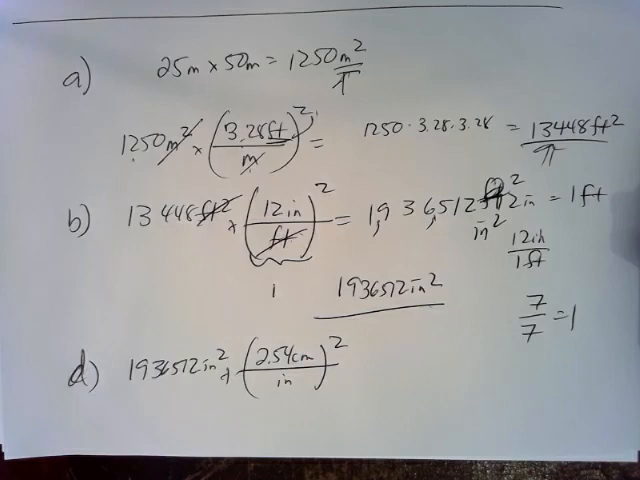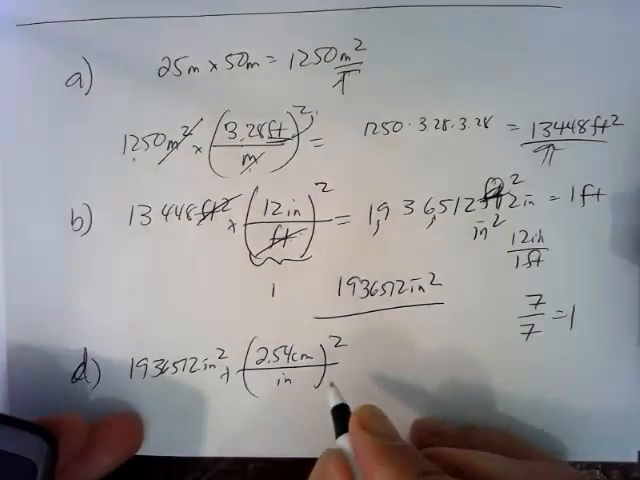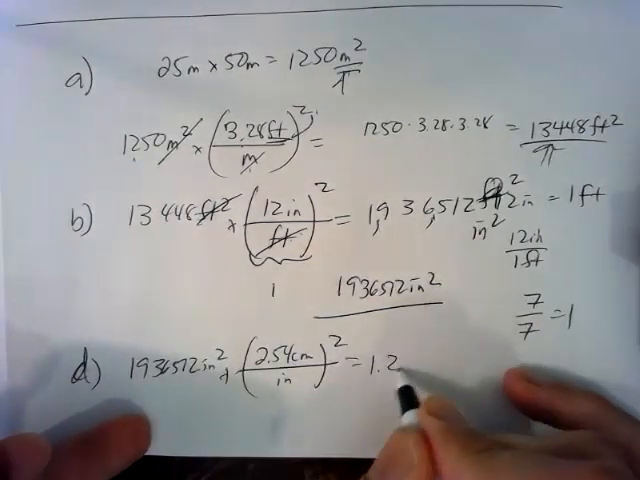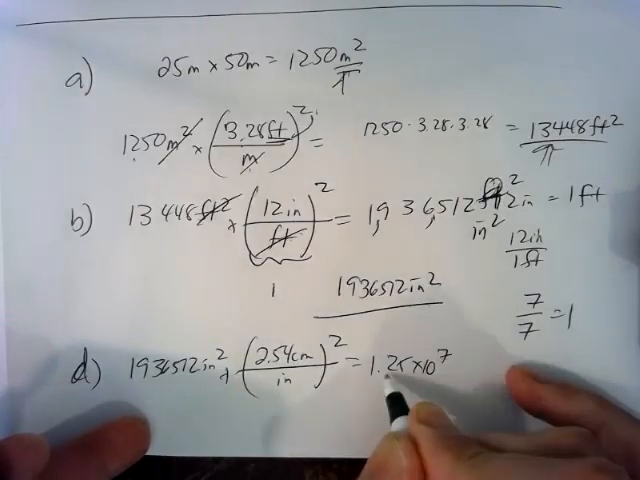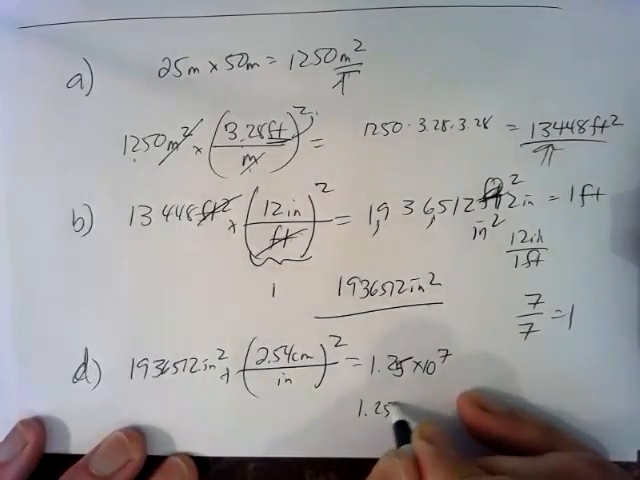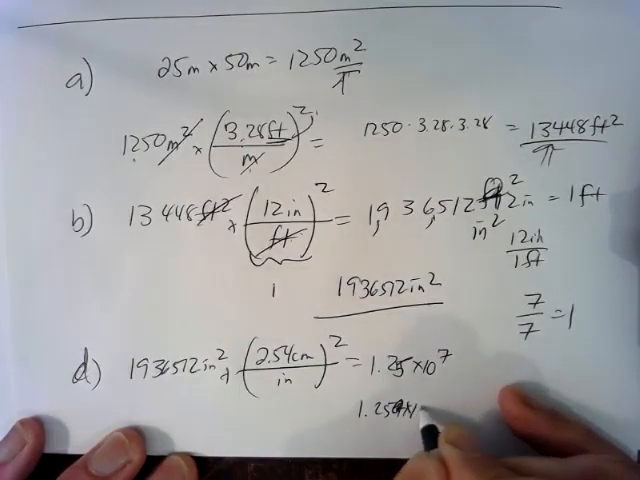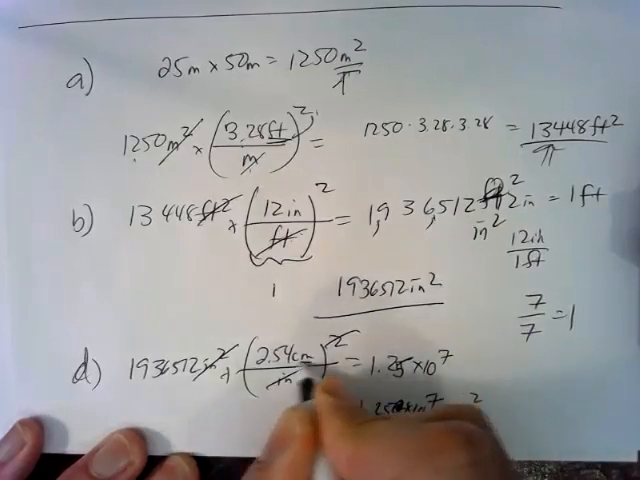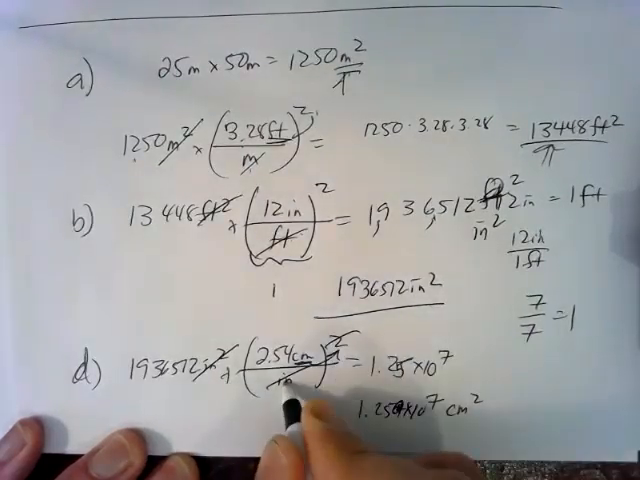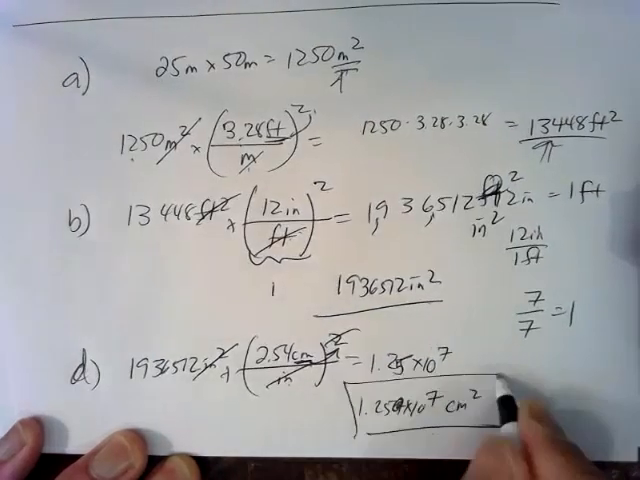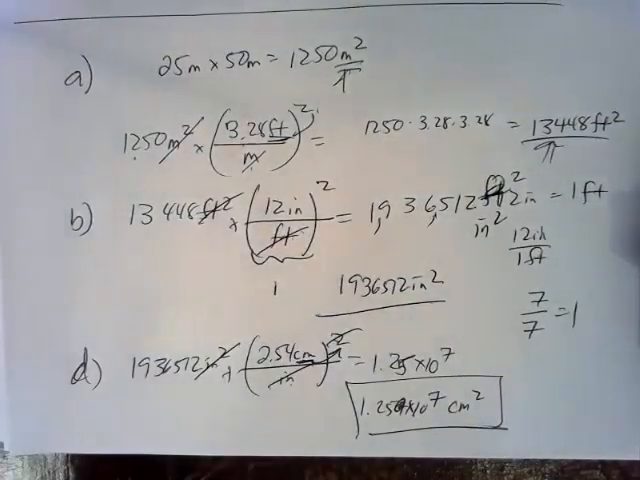Times 2.54 times 2.54, and I get 1.25 times 10 to the 7th. So notice I'm going to slip into scientific notation. 1.25 times 10 to the 7th. Inches cancel, and now we'd have centimeters squared as our units. Inches squared canceled, we squared the 2.54, and we are left with units of centimeters squared.